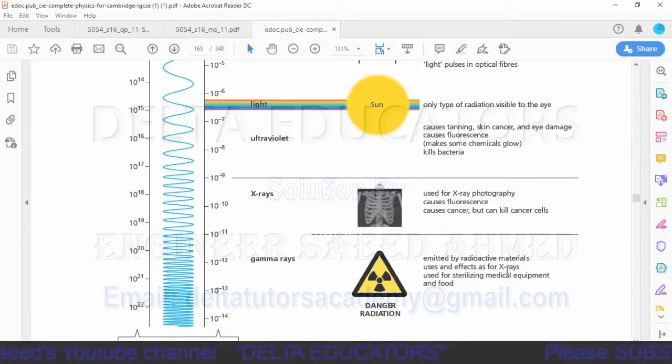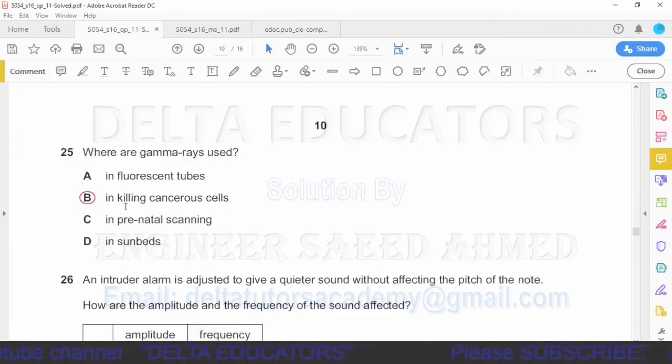So what are the properties and what are the uses for X-rays? Same properties and same uses are also for the gamma rays. So we can say gamma rays are used to kill the cancer cells. And same thing is given in option B, that gamma rays are used in killing cancerous cells. So option B is the correct one.